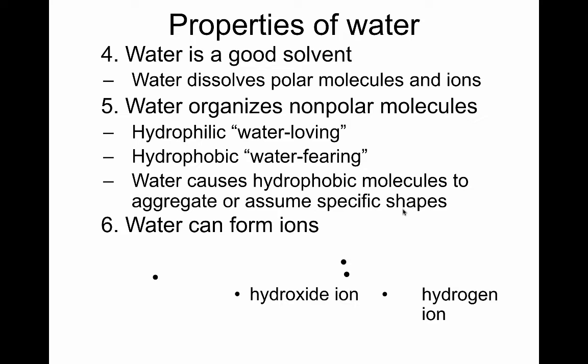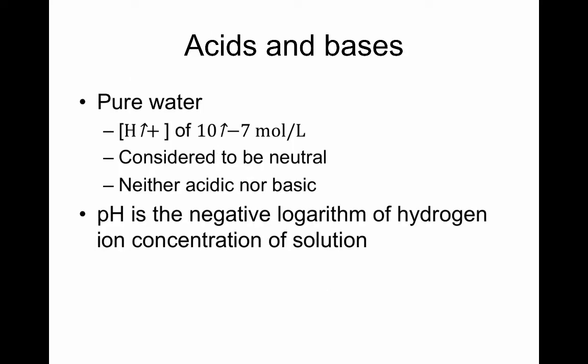Water can form ions. It can break down into hydroxide and a hydrogen ion, right? An OH and an H. And we know that water is tied to the idea of acids and bases, because pure water has a pH of 7. It is a neutral substance, not acidic, not basic.